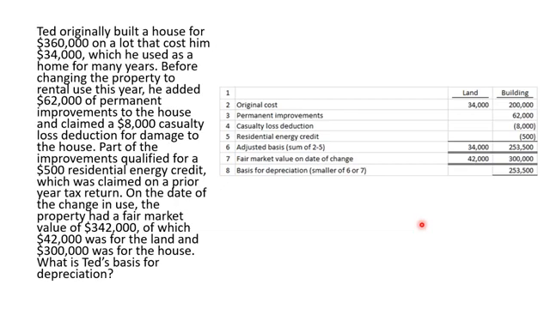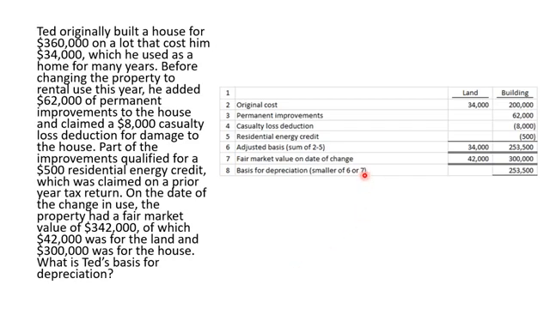One more question. Ted originally built a house for $360,000 on a lot that cost him $34,000, which he used as a home for many years. Before changing the property to rental use this year, he added $62,000 of permanent improvements, claimed an $8,000 casualty loss, and claimed a $500 energy credit. On the date of the change of use from personal to rental, the property had a fair market value of $342,000. Of that $342,000, $42,000 is considered for land, $300,000 for the house. What is Ted's basis for depreciation?